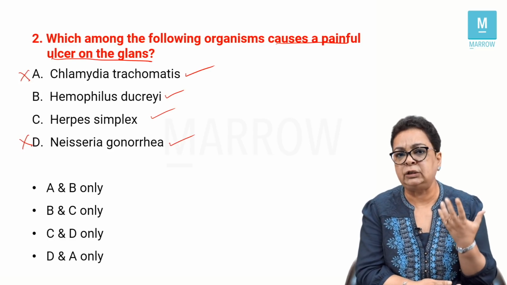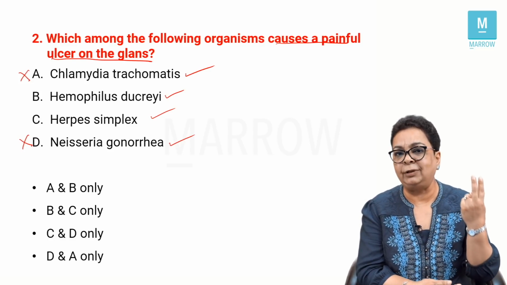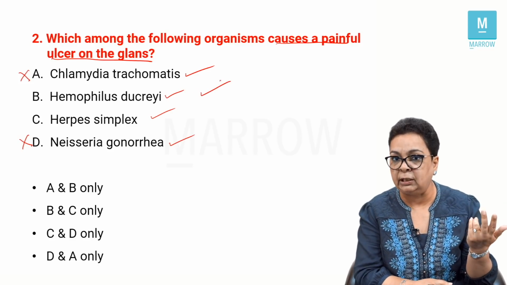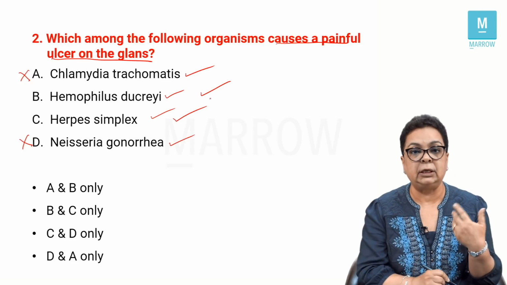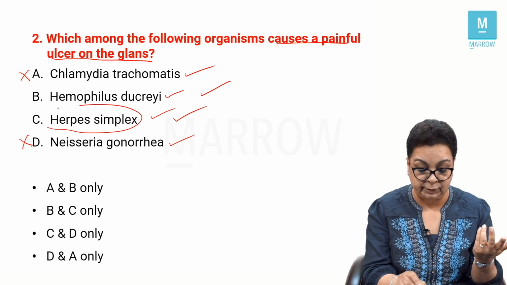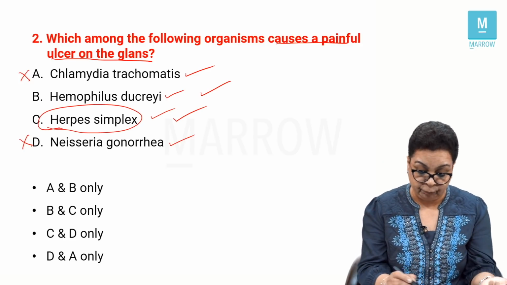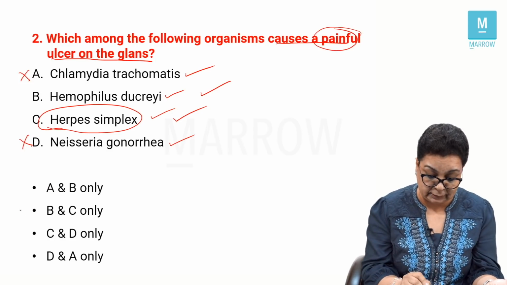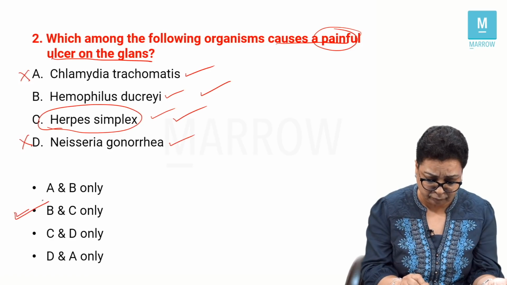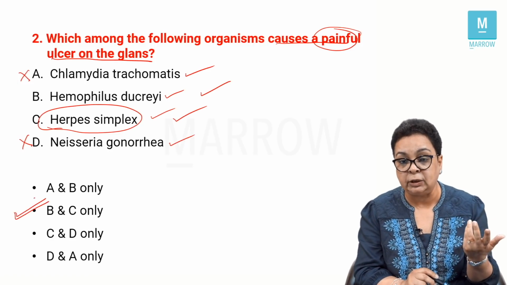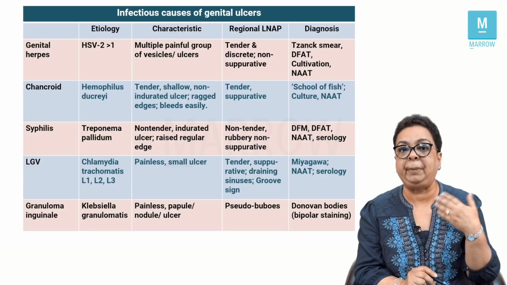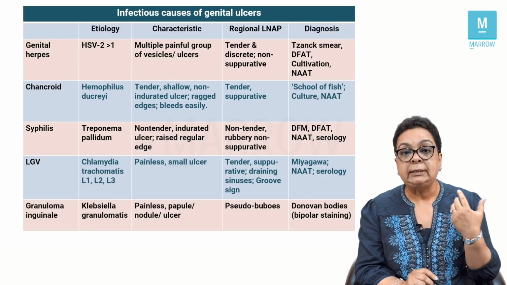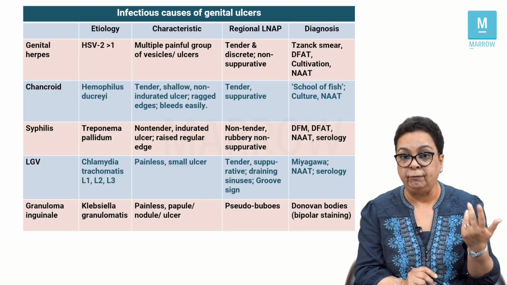What are the 5 causes of genital ulcers? 2 of them are painful. That is soft sore or chancroid caused by Haemophilus ducreyi, and the other is herpes genitalis caused by the herpes simplex virus 1 and 2. So our answer for painful ulcers on the glans is B and C. Coming to the other 3 causes of ulcers, which are painless, these are granuloma inguinale, syphilis, and lymphogranuloma venereum.